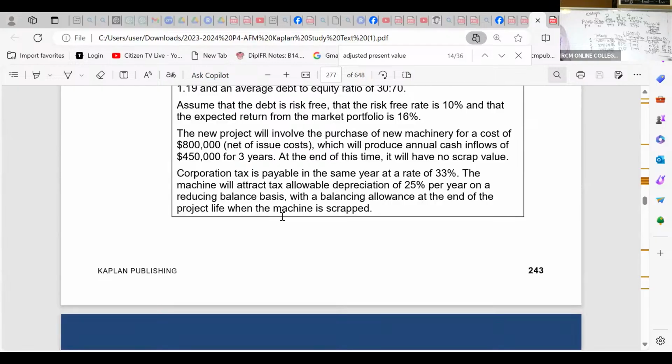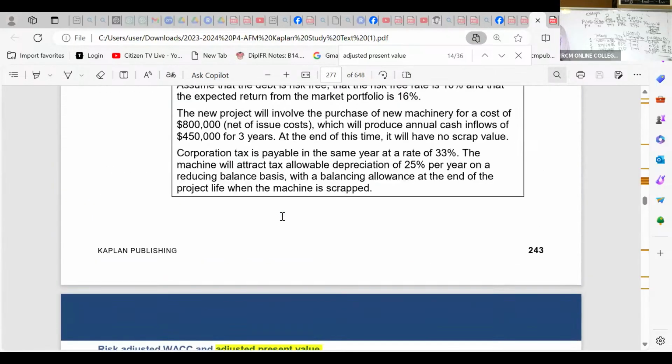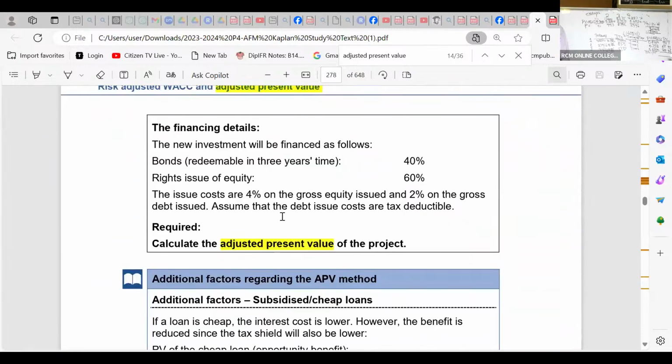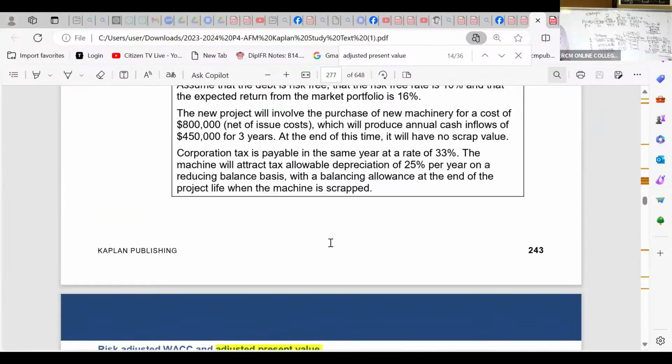So, ladies and gentlemen, what do they want us to do? They want us to do great things here. I don't know why they haven't asked a question, but it's here: calculate the adjusted present value of this project, the one that is in yellow.